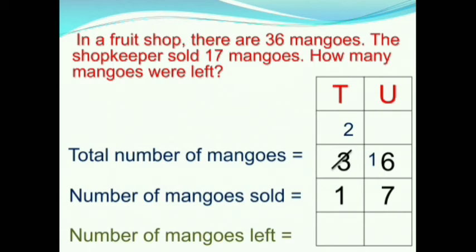Now we should subtract units place digits. They are 16 and 7. 16 minus 7 is equal to 9. Next we should subtract tens place digits. They are 2 and 1. 2 minus 1 is equal to 1. Therefore 19 mangoes are left in the shop.